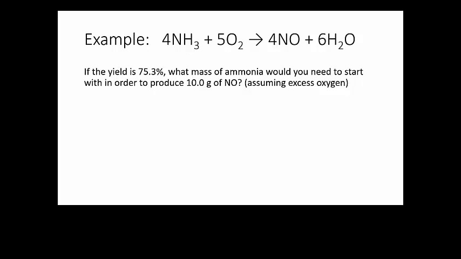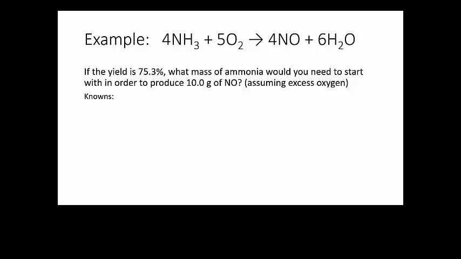Okay, so let's stay with this example. I now know that I have a 75.3% yield. Here's a different kind of question to add to that. What mass of ammonia would you need to start with in order to produce 10 grams of nitrogen monoxide? And of course, we'd have to assume that we had excess oxygen, so we don't have to worry about the amount of oxygen we need. I'm going to want to produce 10 grams of nitrogen monoxide.